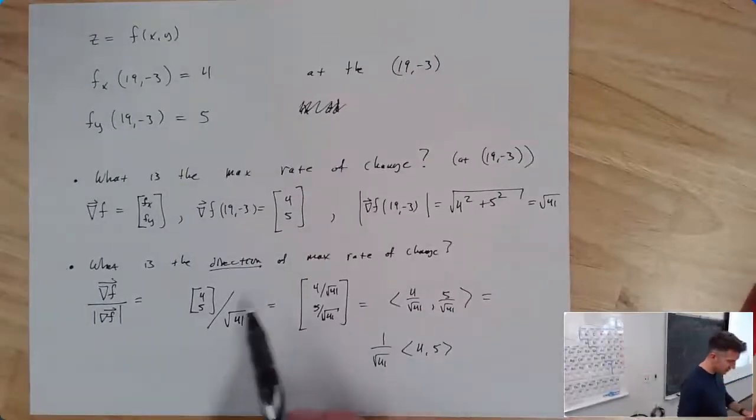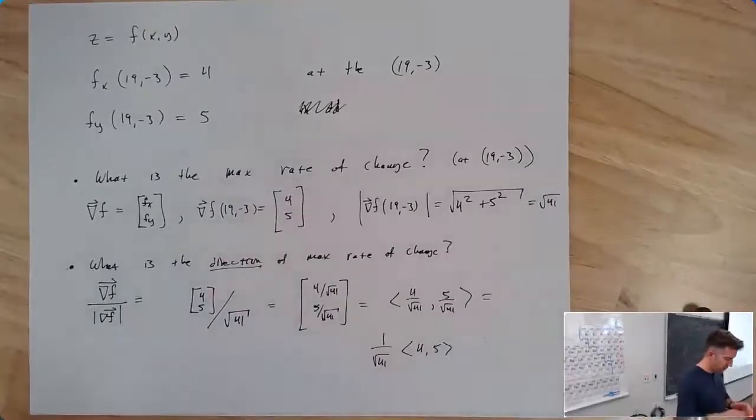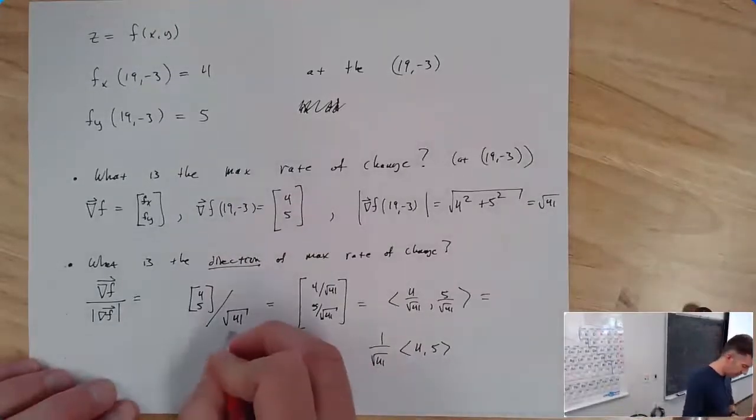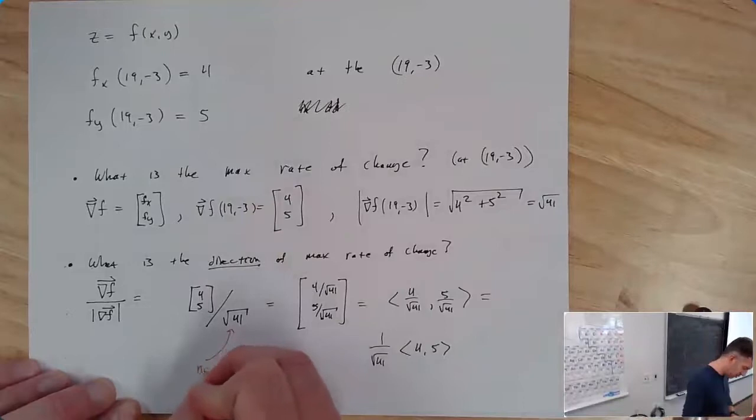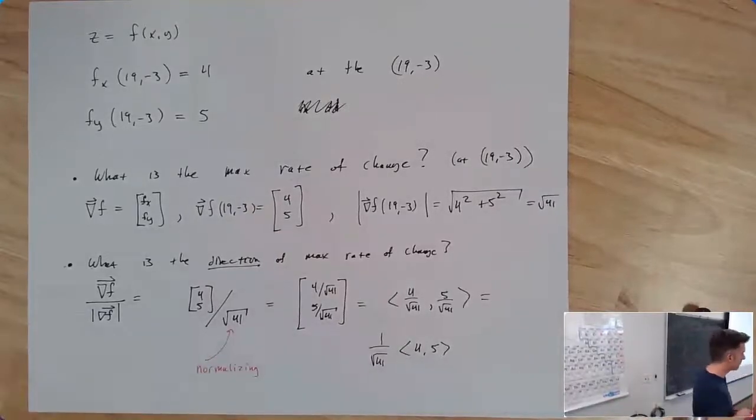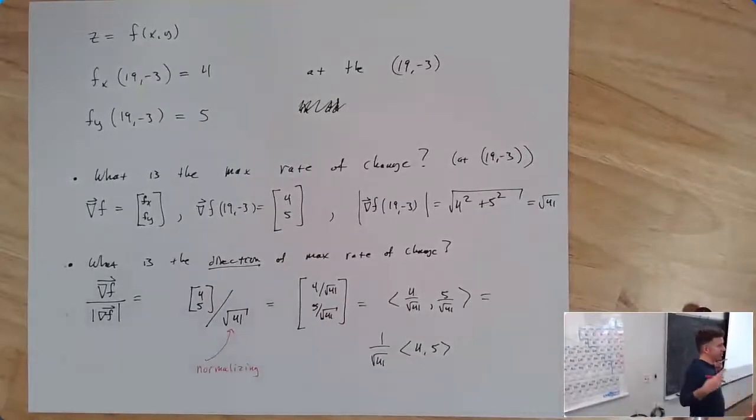Yes, the process of dividing a vector by its own magnitude is the process of normalizing it. That's what it means to normalize a vector. To me, normalizing a vector is just saying I want a vector that's in the same direction, but with a length of 1. So we divide by its own length.